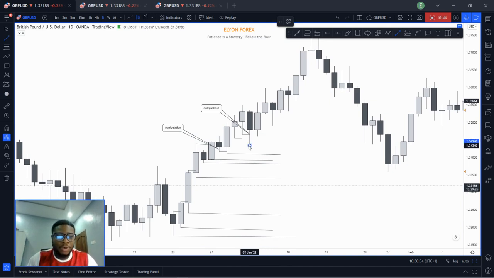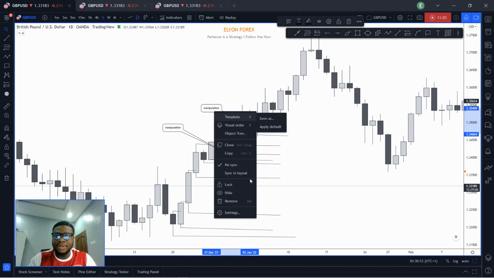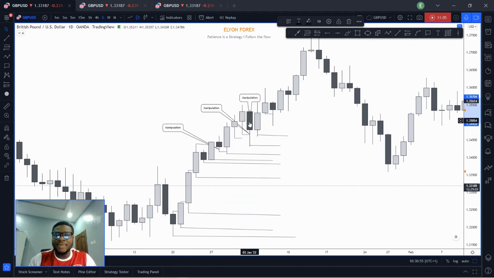Now we can see that this low also was left untouched. This low was left untouched. You can see that this low was touched, but it was touched as a manipulation because this candle's body fails to close below the previous day's wick. So that is why I'm able to identify it as a manipulation. Let me clone this and also mark this.